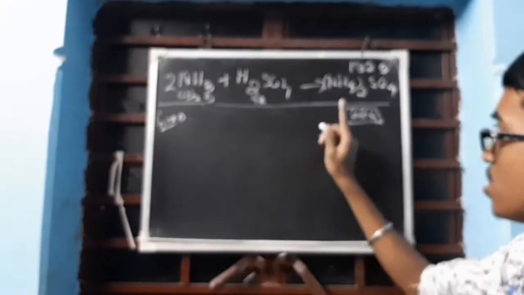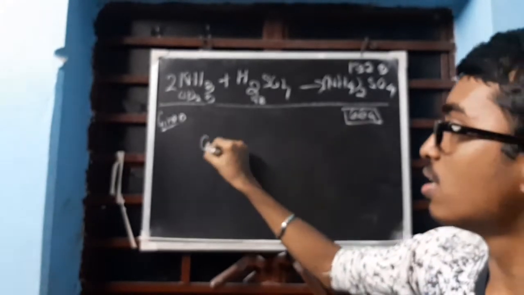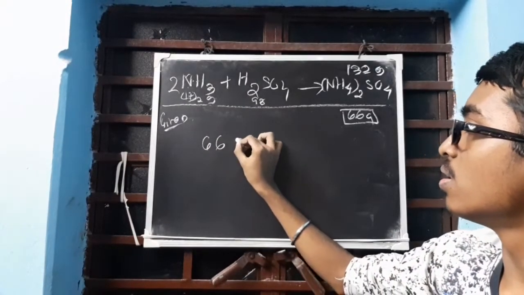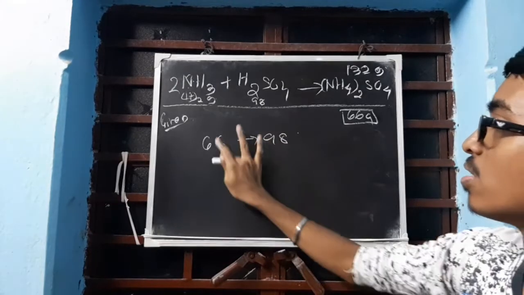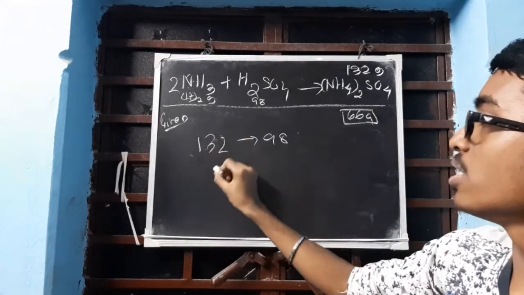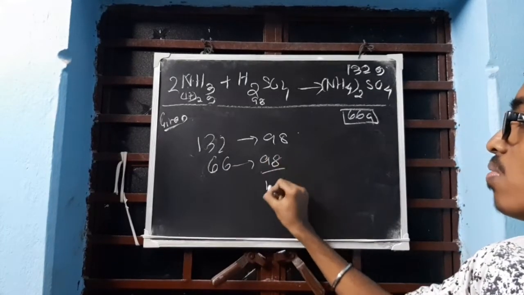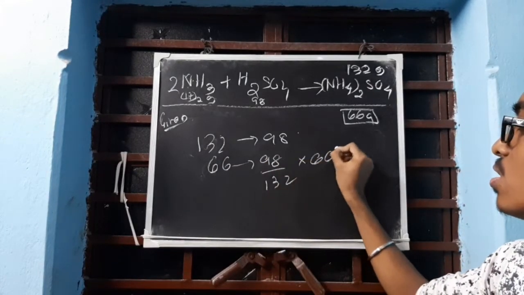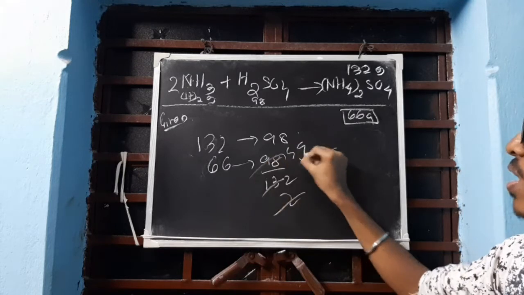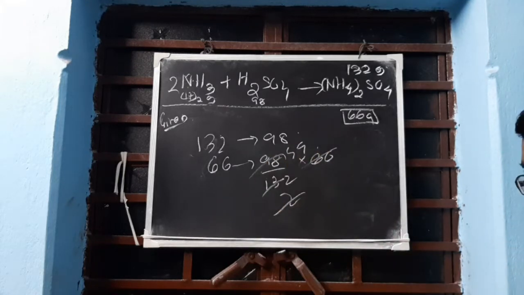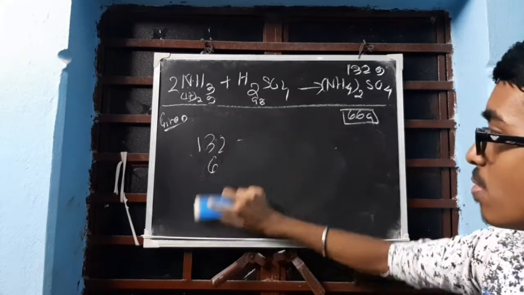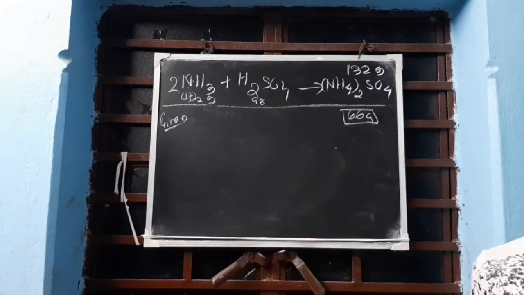You just check it once. 66 and 98. Sorry, 132 is 98. So 66 will be how much? 98 upon 132 into 66. 2. Done. 49. Clear? So the answer is 49 gram. Done. Now let us go back to another question. Let us do another question.